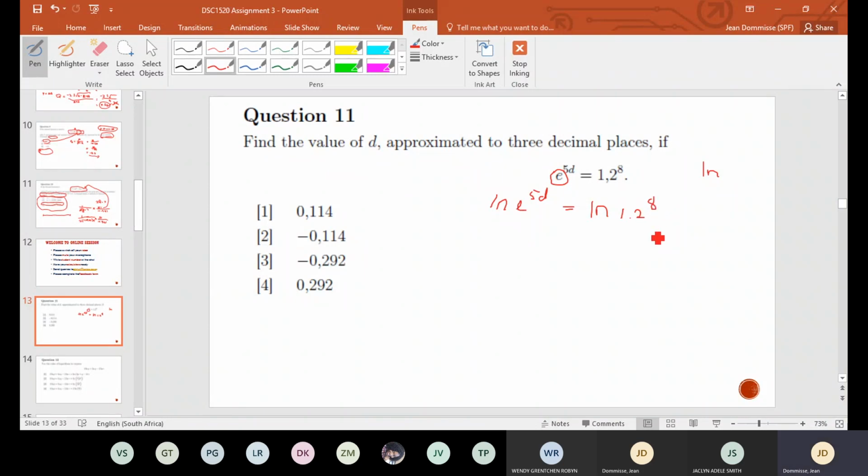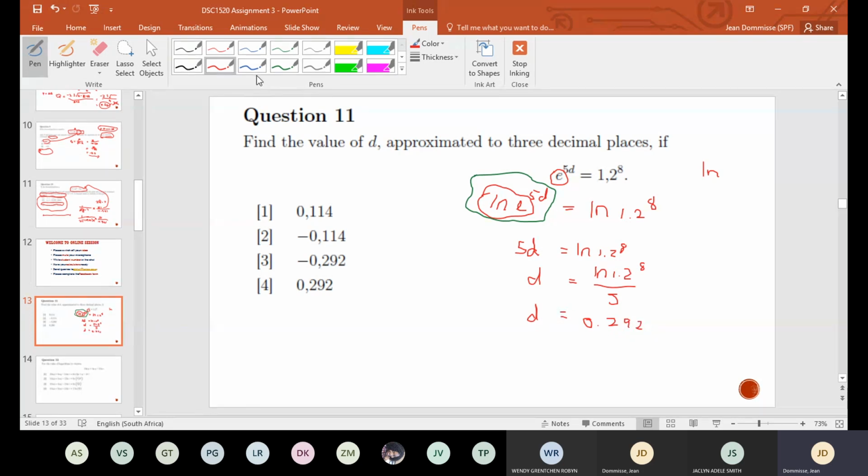When we take the log of E, the rule is that log of E to the power of 5D becomes 5D. On this side, it stays the same. Then we can divide by 5. So it's still 1.2 to the power of 8, and if we divide that by 5, we get that D is equal to 0.292.